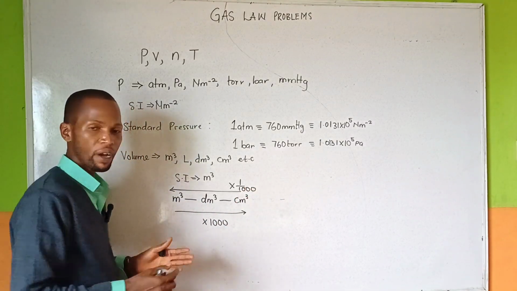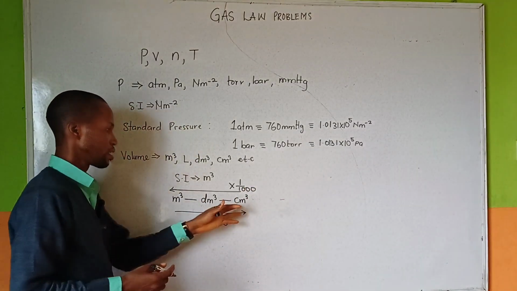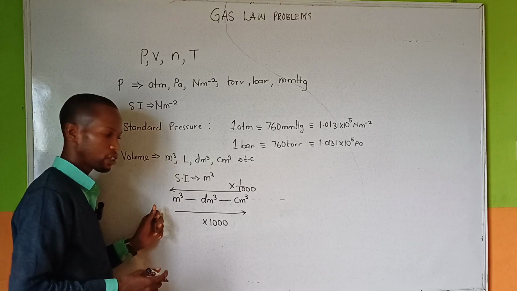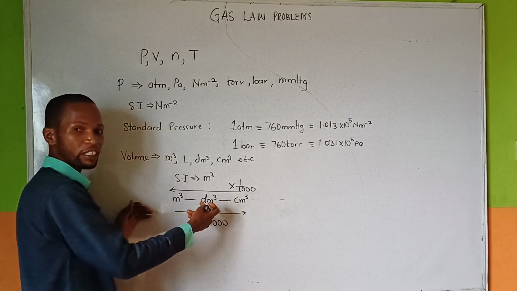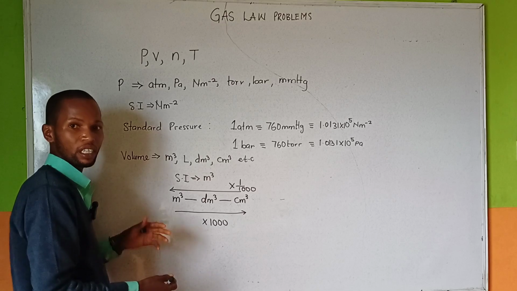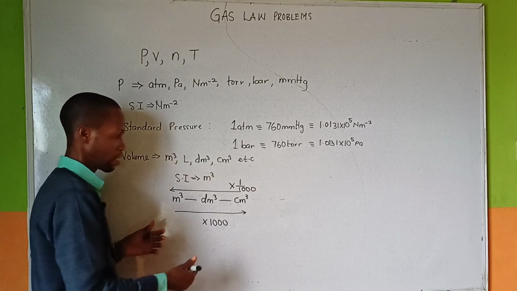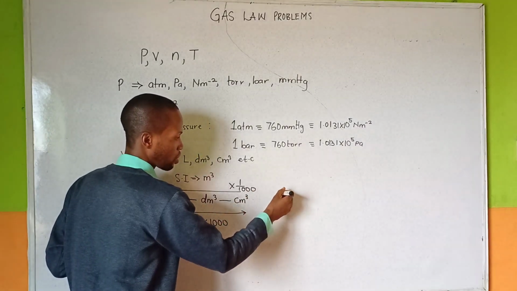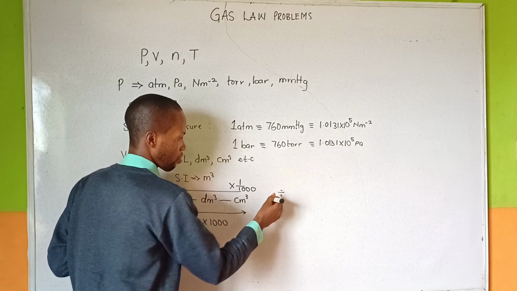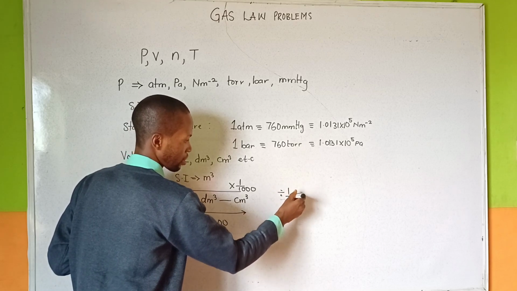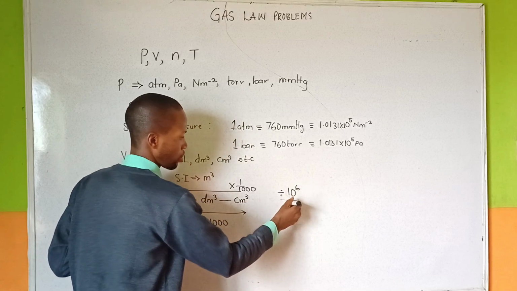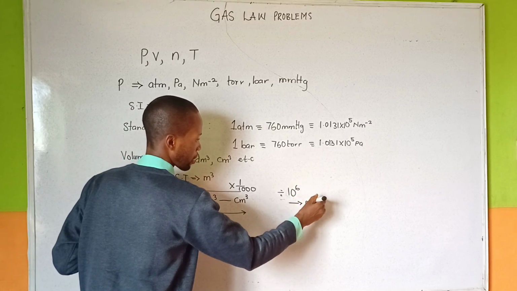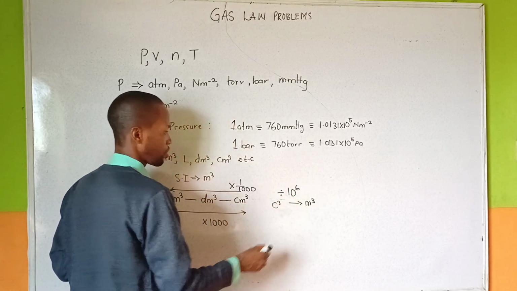So in an instance whereby we are to convert centimeter cube to meter cube, that implies that we are going to have 1000 in two places, which is 10 raised to power 6. And it implies that I'm going to divide by 10 raised to power 6 in order to achieve meter cube from cm cube.